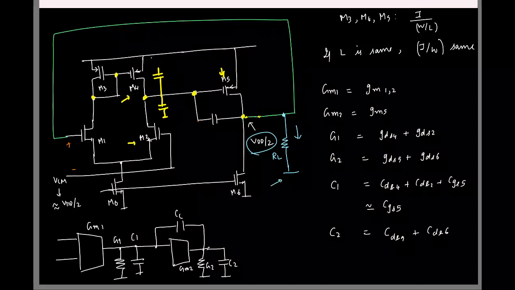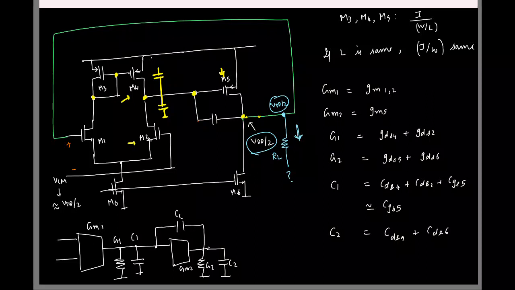I don't want to draw any DC current. Where should I connect it? I mean, the question is simple, right? This potential is at VDD by 2. Is that okay? I am saying that at DC I don't want any current to flow here. So where will I connect it? To what potential will I connect it?